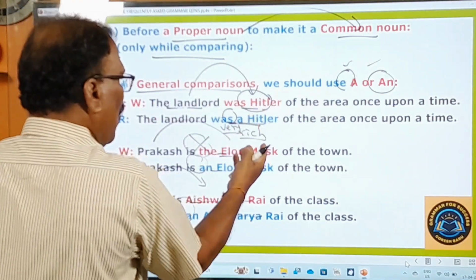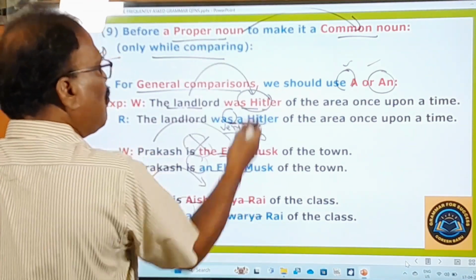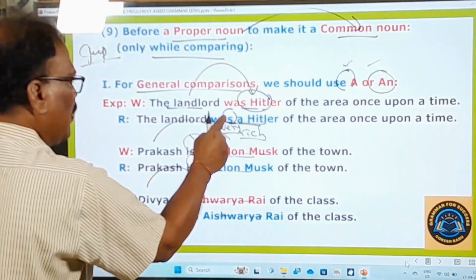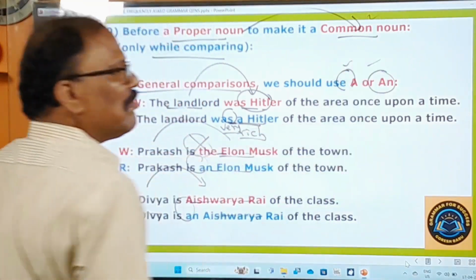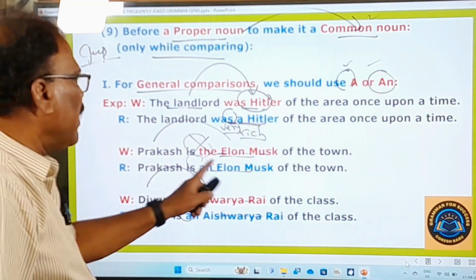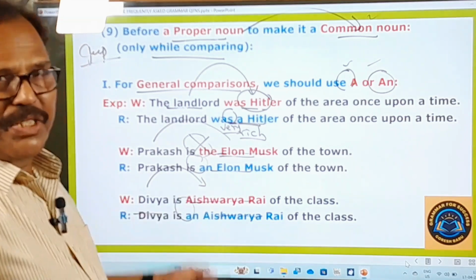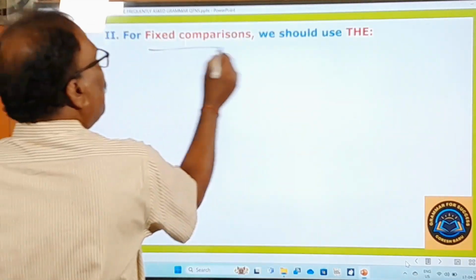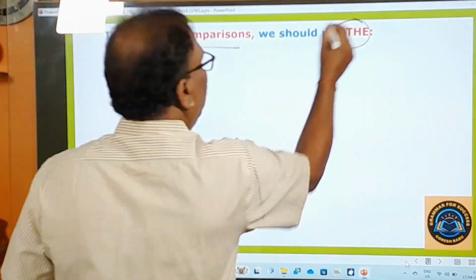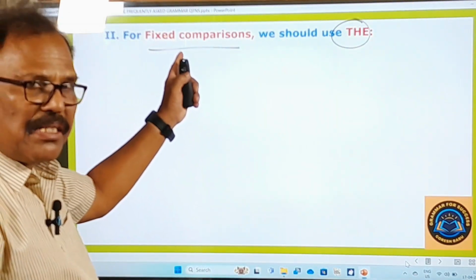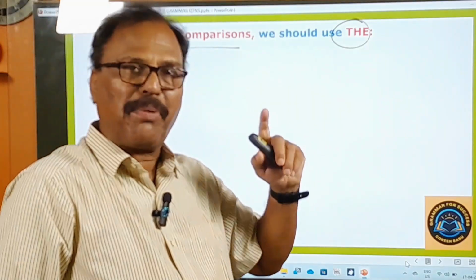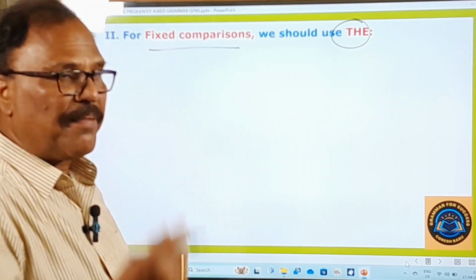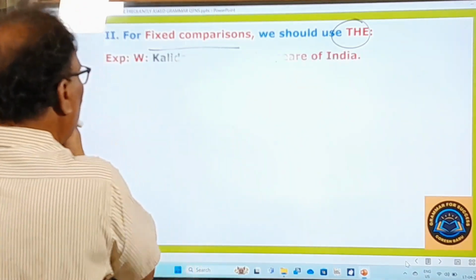You know, Hitler, Elon Musk, Aishwarya, these are all proper nouns, proper names. Now you have used an article here, and it has become a common noun. And anybody can be a Hitler, anybody can be an Elon Musk, anybody can be an Aishwarya Rai. Now let's move on to learn other things. For general comparisons, we should use a or an before the proper nouns. And for fixed comparisons, we have to use the definite article the. That point is there.